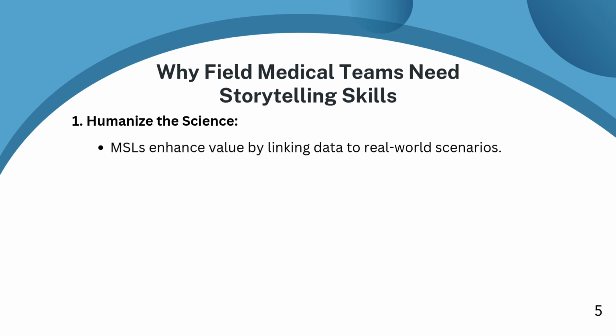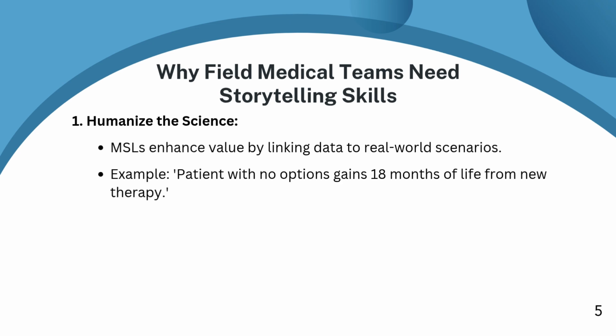Here's the shift. Instead of saying, "this monoclonal antibody reduced disease progression by 42%," you could say, "one patient in the trial had already tried everything else. This new therapy gave him 18 months of progression-free survival. Months he used to walk his daughter to school every day." Same data, entirely different level of engagement.